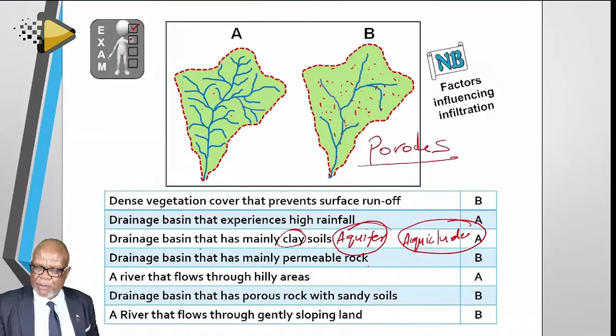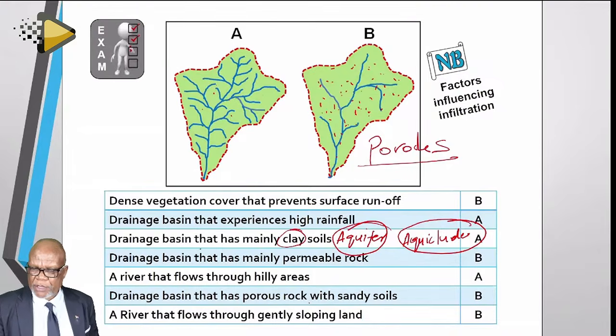Drainage basin that has mainly permeable rock, so we can say B has permeable rock and A has impermeable rock. A river that flows through hilly areas. Hilly areas refer to steep gradient. So because of steep gradient, there's going to be more runoff and less infiltration. But here it will be on a gentle gradient.